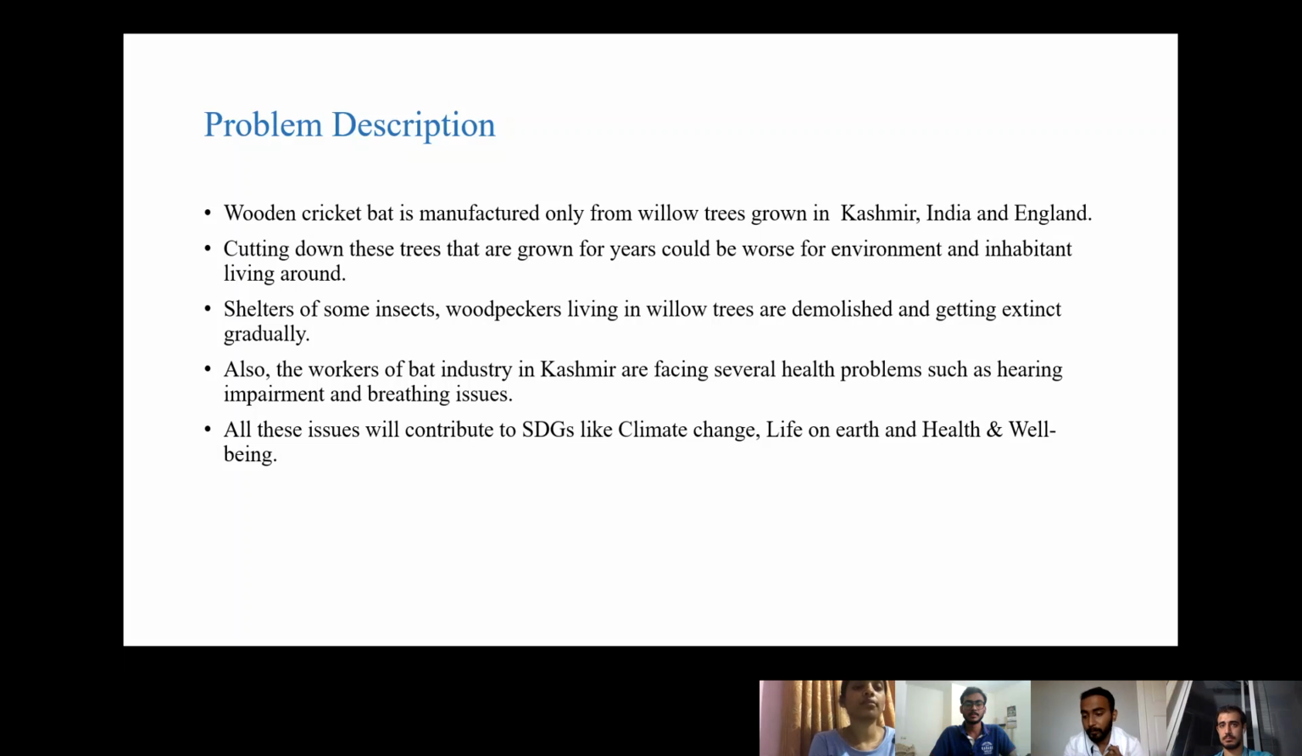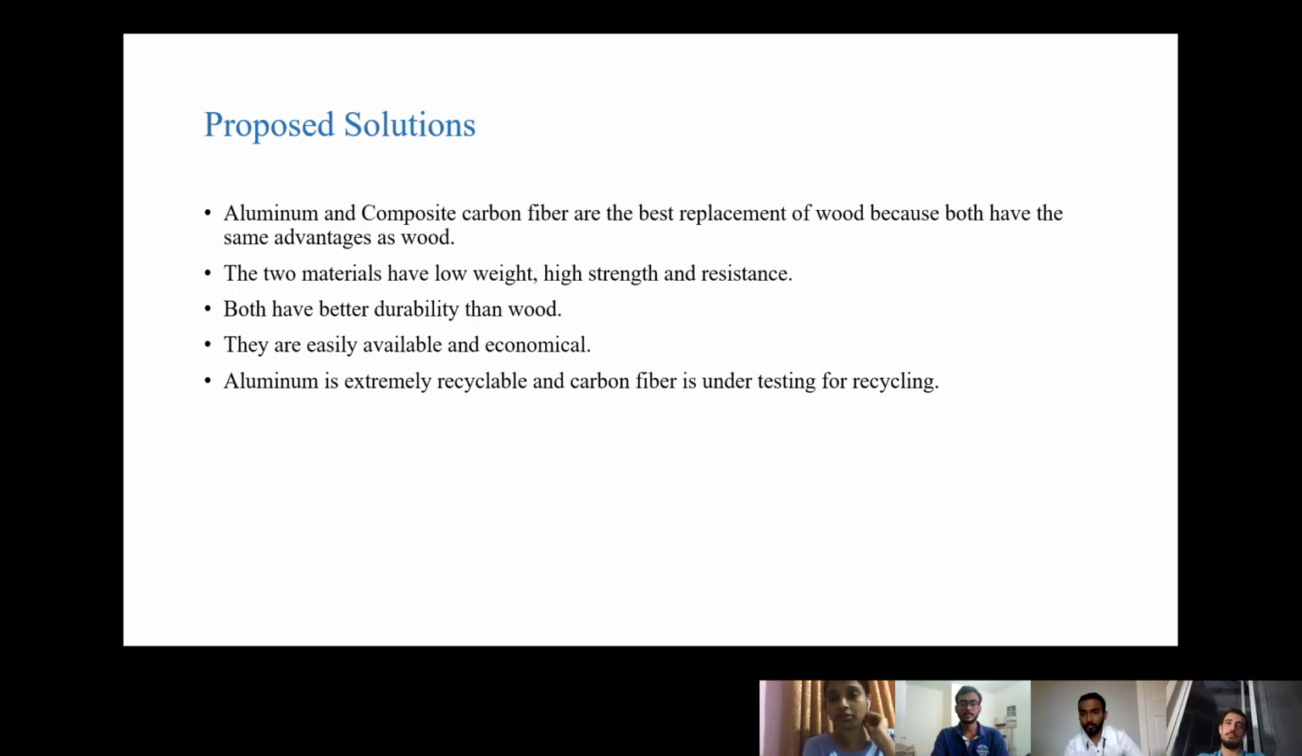The second problem is the health of bat workers or employees or laborers in the industries. They are having problems like noise pollution, hearing impairment, and breathing issues. All these issues contribute to the SDGs, as mentioned, like climate change, life on land, and health and well-being. So my friend Ramya will say more about the proposed solutions and so on.